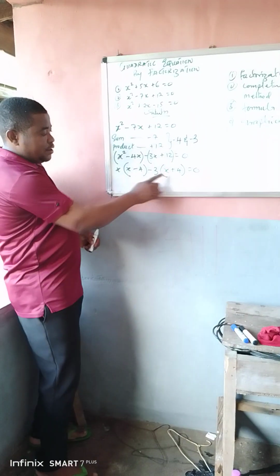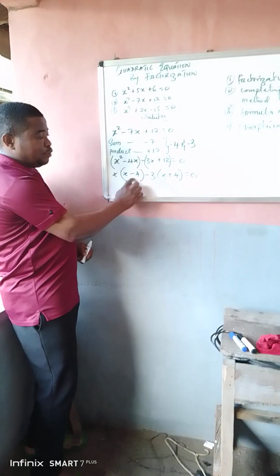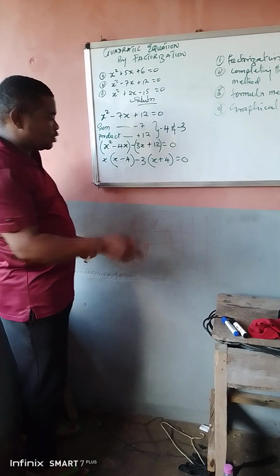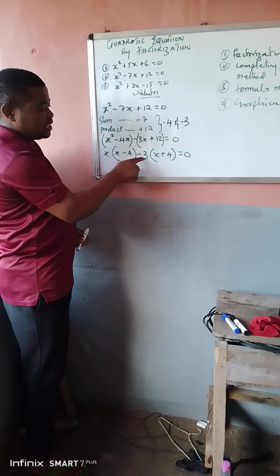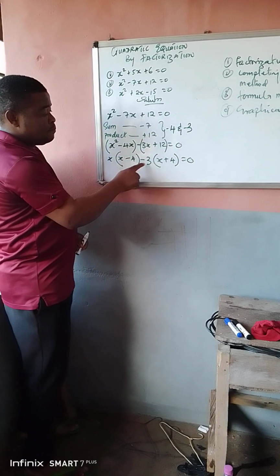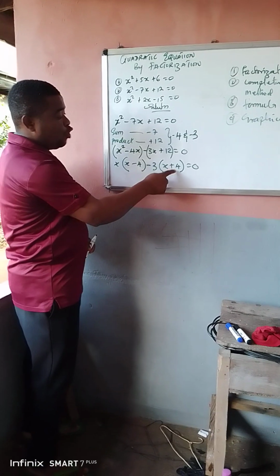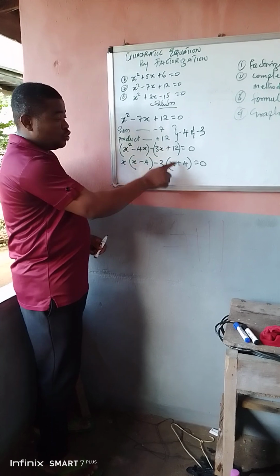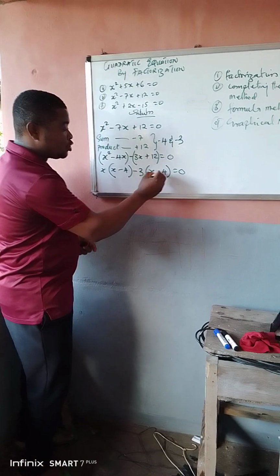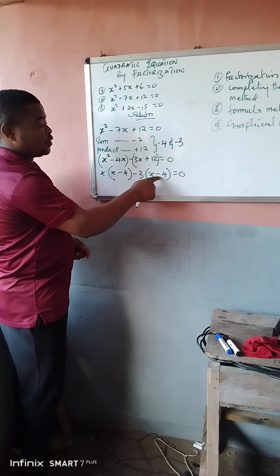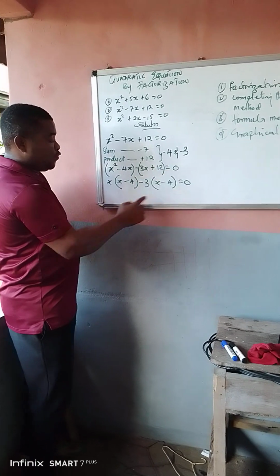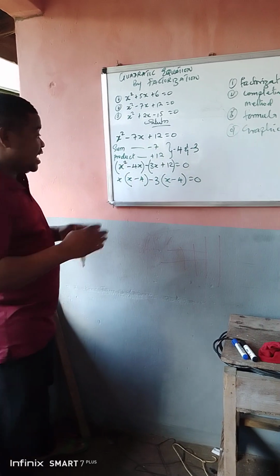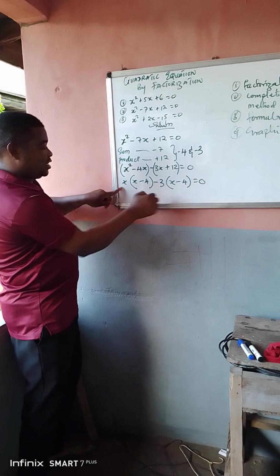But in this case, the brackets are the same, but the signs are not the same, and it is wrong. But let us check where our fault is. Minus 3 times x will give us minus 3x. But minus 3 times plus 4 will give us minus 12. But in this case, it's plus. So what can we do to get plus? You change this one to minus, so that minus 3 times minus 4 will give us plus 12. So in this case, you discover that the brackets are the same. Then we are correct.